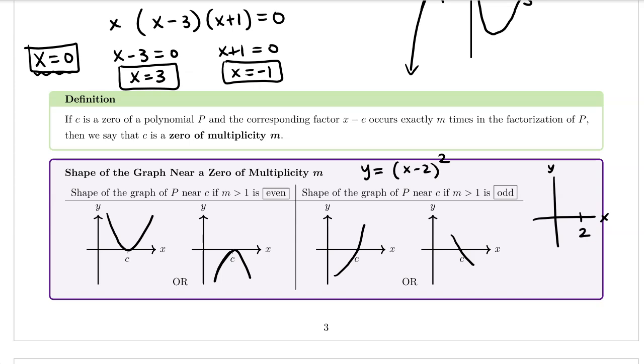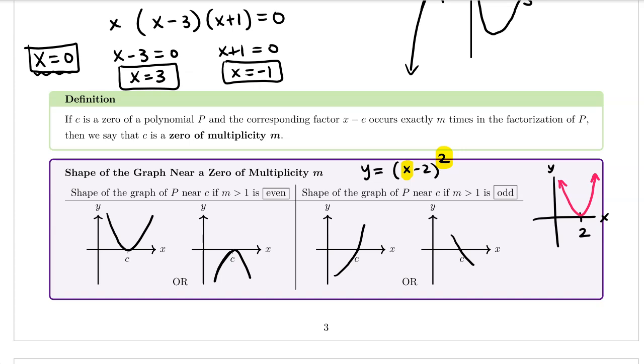And because our 0, if I plugged in 2, that would give me 0. So our 0 is 2, but it has a multiplicity of 2, which is even. So that means that our graph is going to touch that 0 and then bounce back. And it's going to look like that.